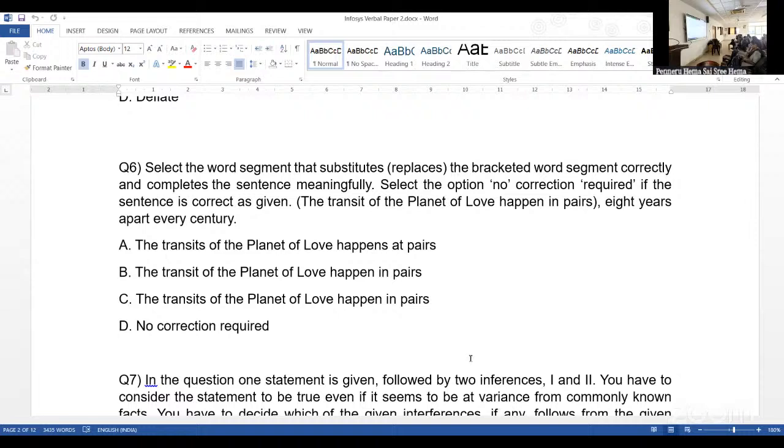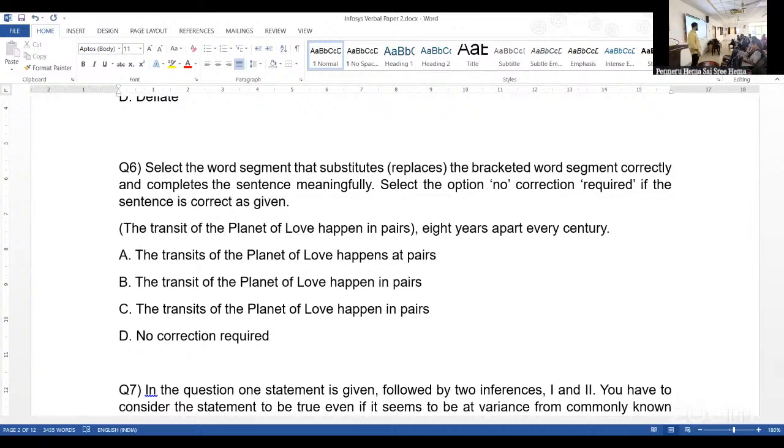So the question is, the transit of the planet of love happens in pairs, eight years apart, every century. Why? Venus or Mars? The planet of love is Mars, huh? Or Venus? Okay. I think Venus.